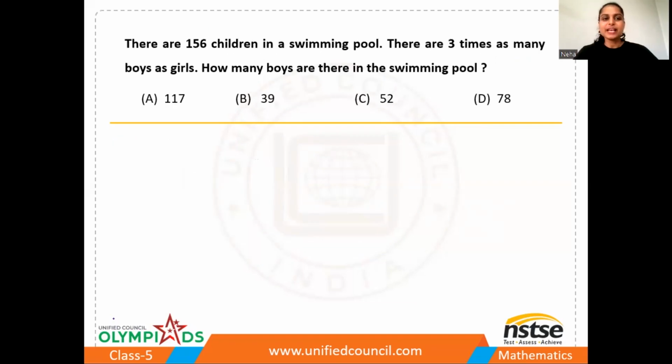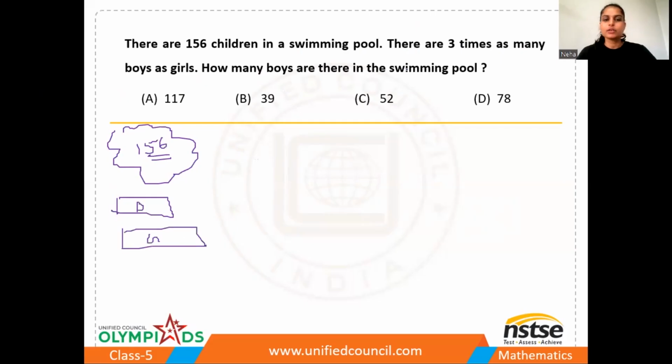The next question is that there are 156 children in a swimming pool. All right. So there is a swimming pool, and in the swimming pool there are 156 children. There are three times as many boys as girls. Okay, so how many boys are there in the swimming pool? Basically they are saying that there are some boys and there are some girls, and there are three times as many boys as girls. So the number of boys is basically three times, right?